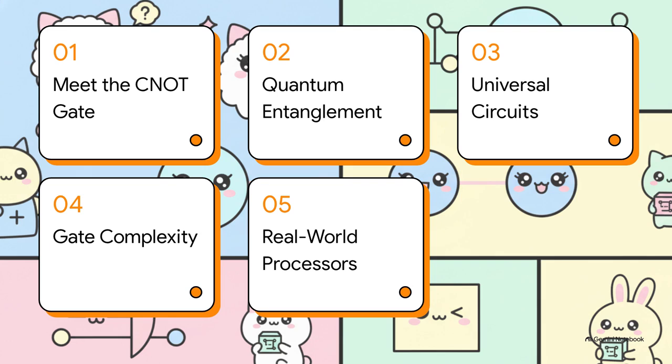1. Meet the CNOT gate. 2. Creating quantum entanglement. 3. Universal quantum circuits. 4. Optimizing gate complexity. And finally, 5. Real-world quantum processors.